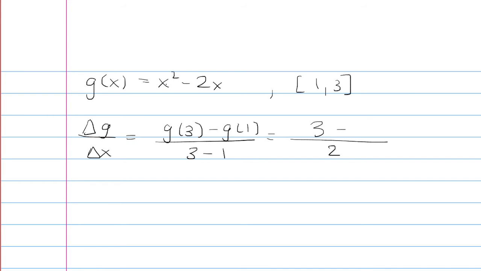Now we're going to plug in x equals 1. We have 1 squared is 1, minus 2 times 1, well that's going to be 2. 1 minus 2 is negative 1. So this is going to be 4 over 2, which is 2. So the average rate of change is 2.